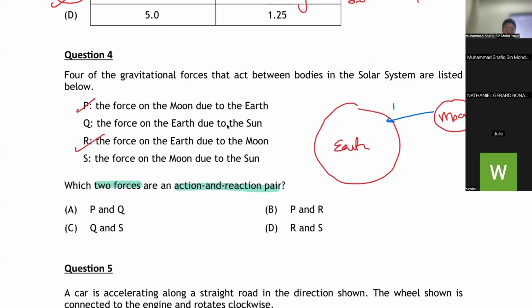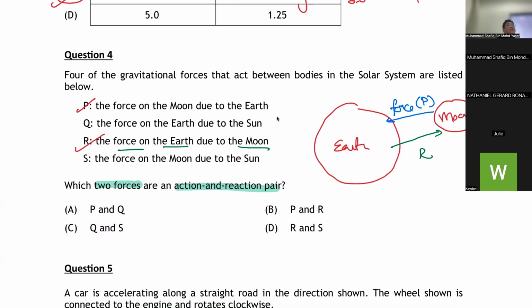So that is the force. Let me read the description here: the force on the moon due to the earth. Correct. So the earth pulls the moon. So this one will answer P. That's why they say the force on the moon due to earth. The earth pulls the moon forward. Now, the other force in this case must be from moon to earth. So the force on the earth due to moon, that will be the R that they're referring to here.